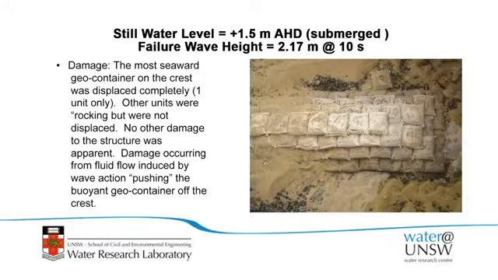Very similar to the last one. We then ramped the wave height, the water level up to 1.5 metre AHD. So we've actually got deeper water potentially, and so the structures are now quite submerged. Remembering the crest of the structure is at 1 metre AHD, so this is really a storm event. The structure is now half a metre under the water. And we'll see what happened there.